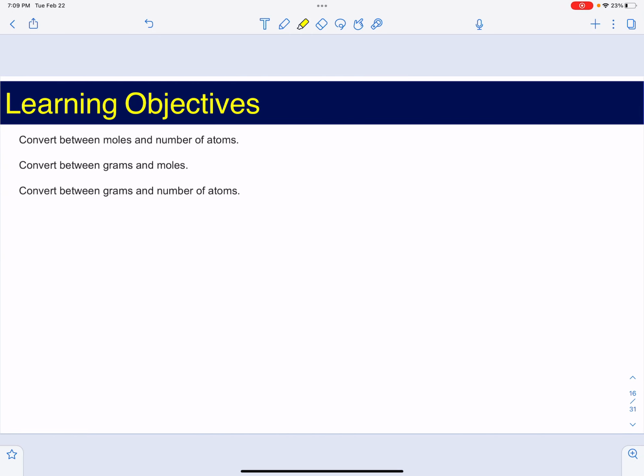And with that, we have covered, pending more practice on your part, how to go from moles to the number of atoms, and how to go from the number of atoms to the moles, how to go from grams to moles, and how to go from moles to grams, and how to go all the way from grams to the number of atoms. And I leave it to you to figure out, based on what you know already, how to go from the number of atoms to the grams.